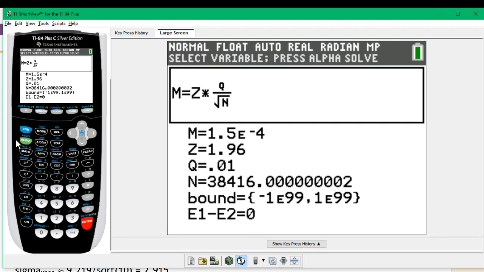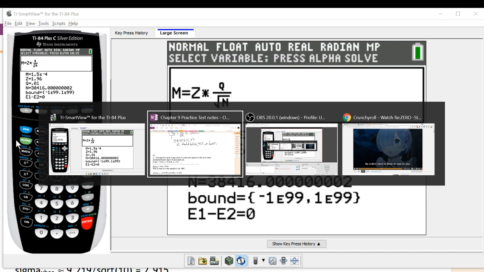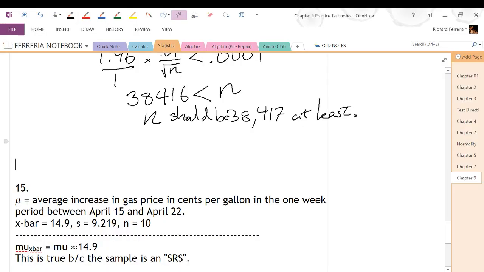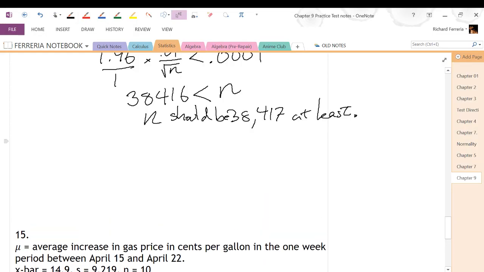Okay. Just so that we're clear on what we mean by margin of error and width and how they all work together. Let's imagine a number line.